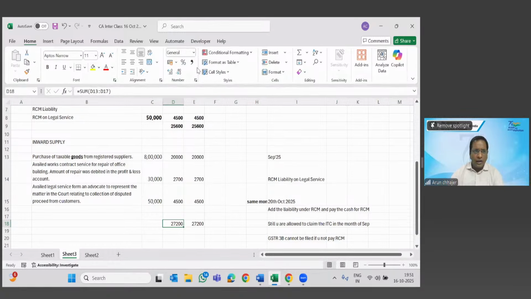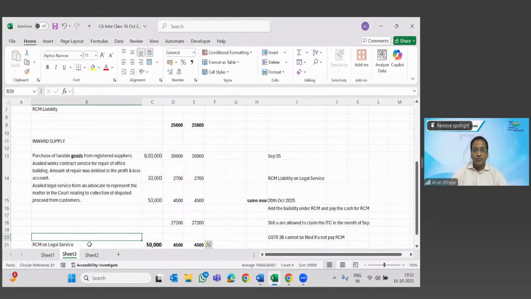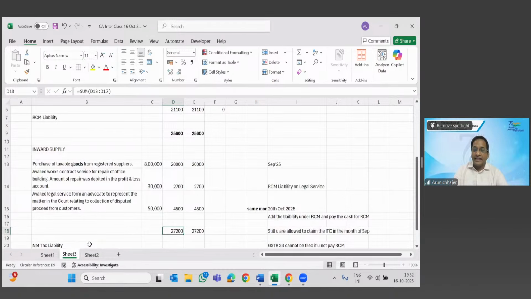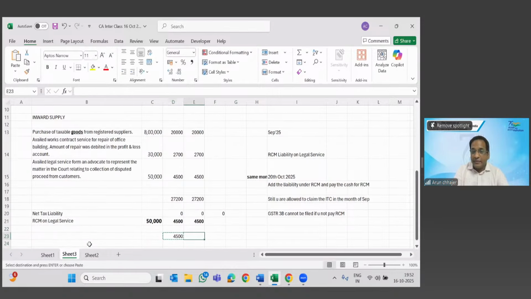Why? Because he has to pay this liability in cash. So the net tax liability before RCM is 21,000 and they have sufficient balance. So the net tax liability before RCM is zero, but they have to pay the RCM. So the tax liability to be discharged in cash is 4,500. Right, RCM liability should be discharged prior to claiming the ITC.